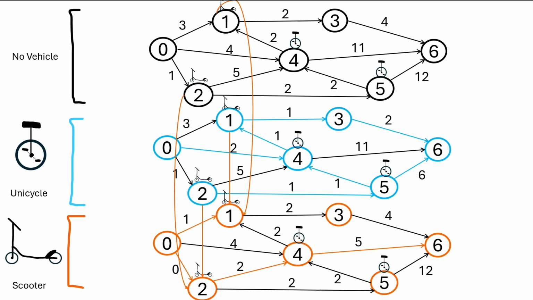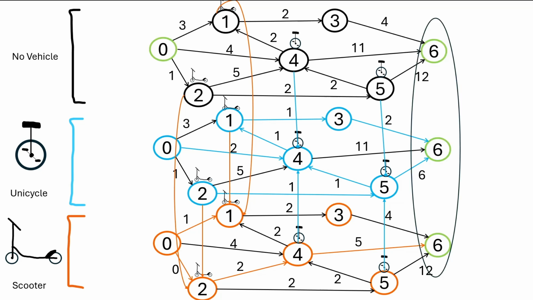Next step is we add the ability to pick up a scooter. We can see that with node 1s and node 2s. They have the ability to travel to the scooter part of the graph. The same thing is added for the unicycles. You can move from node 4s or node 5s to the unicycle part of the graph, finishing this complete monstrosity of a graph.